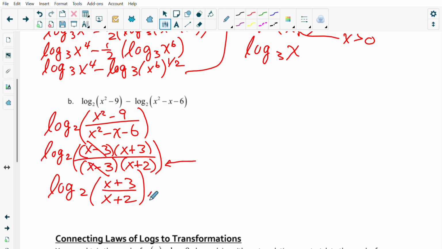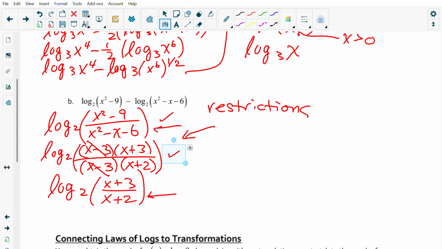What are my restrictions? Remember from rational expressions, I can't pull all my restrictions from the simplified form. I have to look at every single step and see where I can possibly have a denominator of 0. So my restrictions, folks, I'm going to look at the factored form. x cannot equal 3, otherwise you'll have a denominator of 0, and x cannot equal negative 2, otherwise you'll have a denominator of 0, okay?